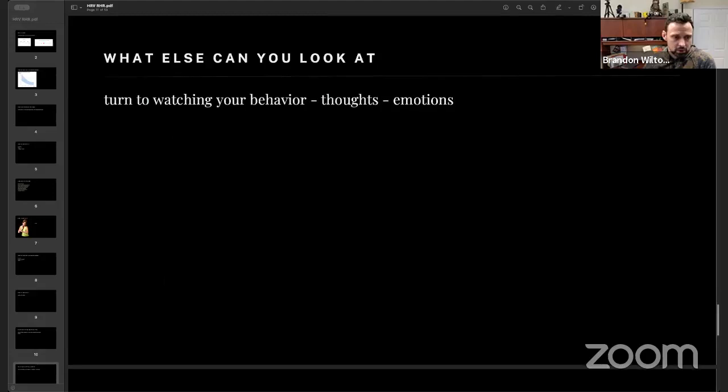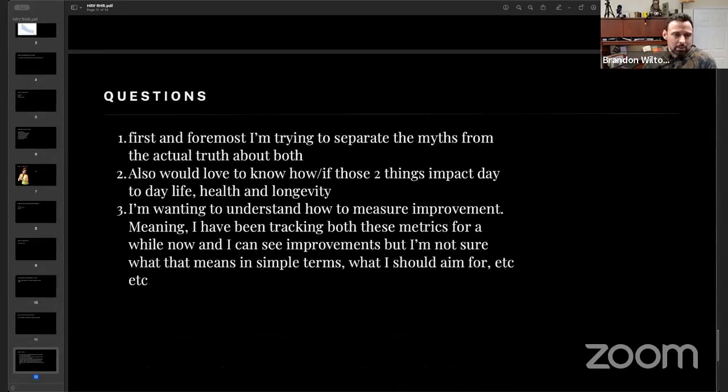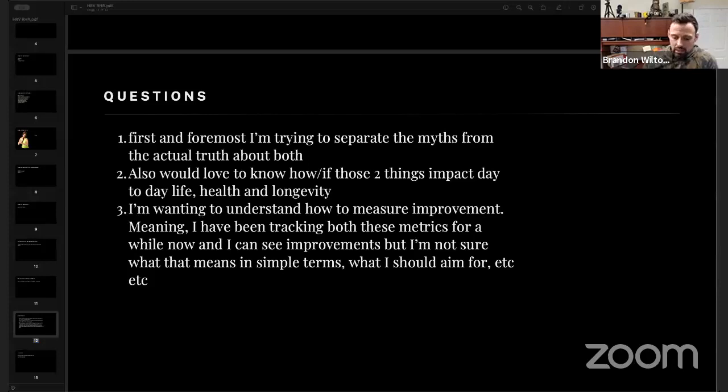I was going to pull all kinds of other numbers and data, but I'm not going to do that. Okay, so I had a few questions. One was, first and foremost, I'm trying to separate myths from the actual truth about both. These are questions submitted from an individual who wanted to learn more about this. And like I said, the science on a lot of these things is newer, but there is some good stuff out there. And I can send some of the research articles if you'd like.